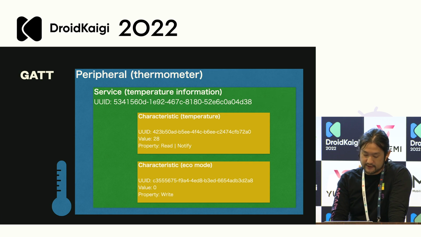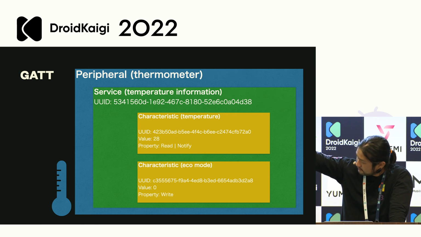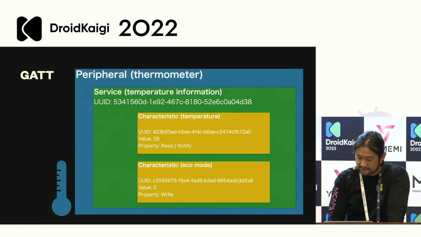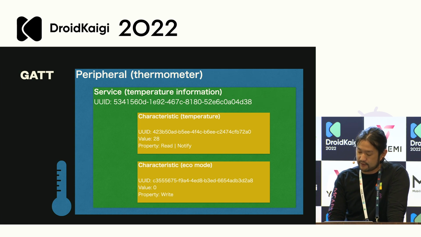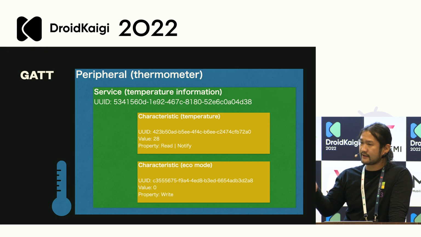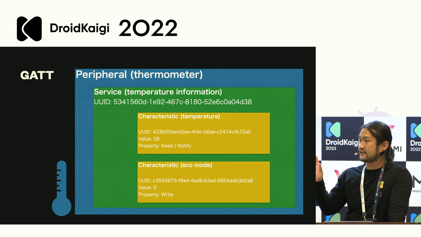Now interestingly, there is also a characteristic to turn on the echo mode from the phone, the bottom half. If you write the value, for example, 1 to it, let's say the thermometer will be in echo mode. Are you getting the idea? This is how GATT service works. I explain this because understanding this concept is extremely important to understand the code itself. Otherwise, just looking at the code is very hard to understand.